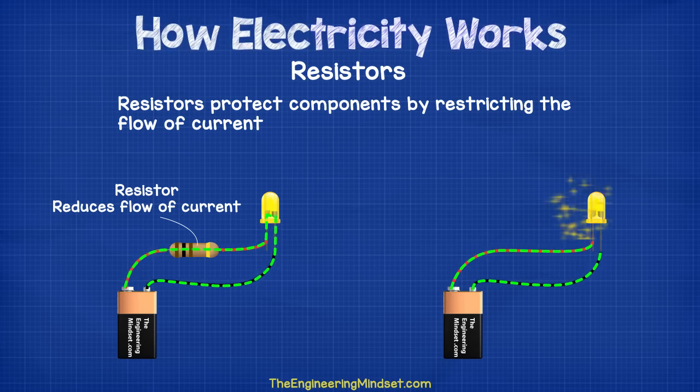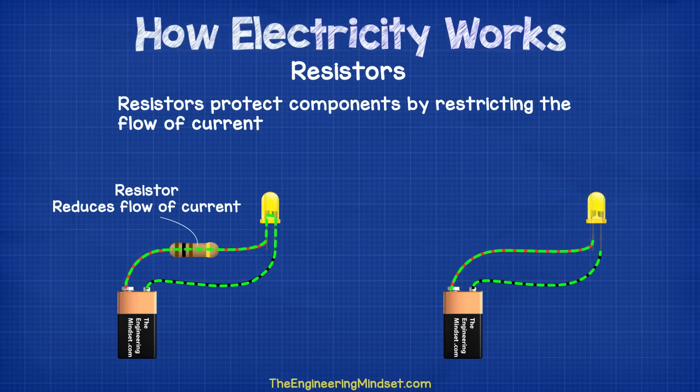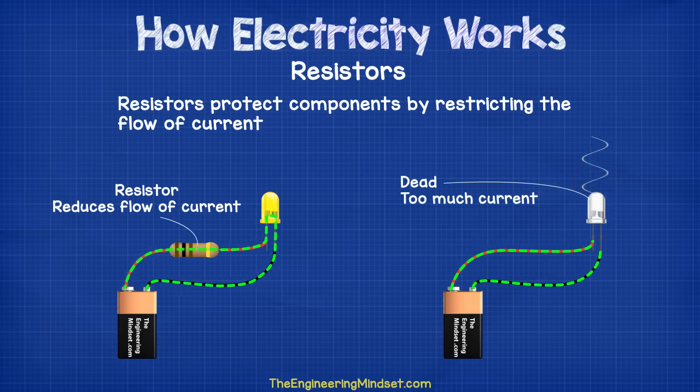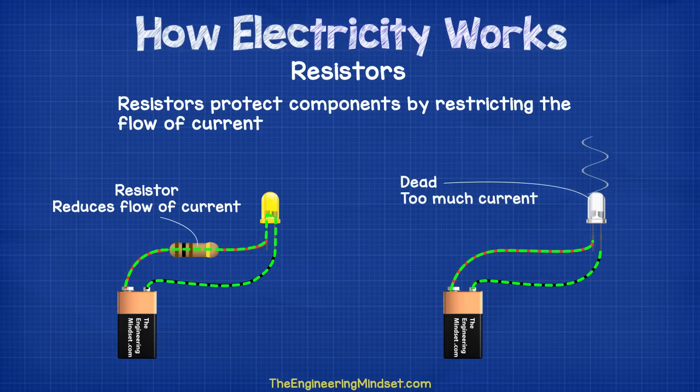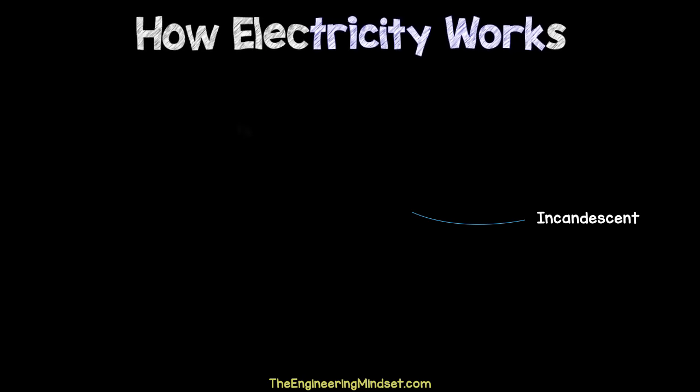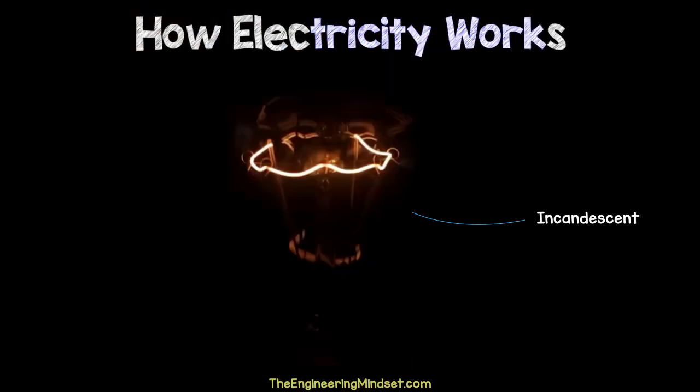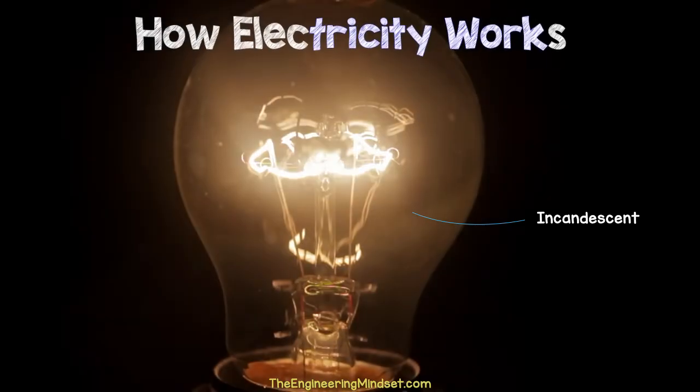Electrical circuits use specially designed components known as resistors to purposely restrict the flow of electrons. This is either to protect other components from too many electrons flowing through them, or it can also be used to create light and heat, such as in an incandescent light bulb.